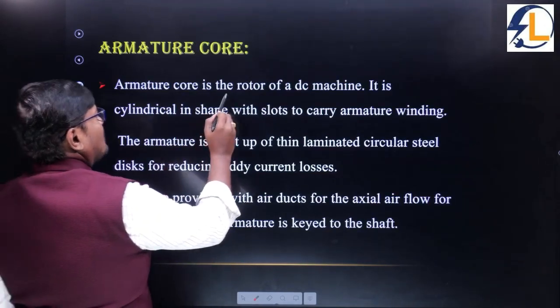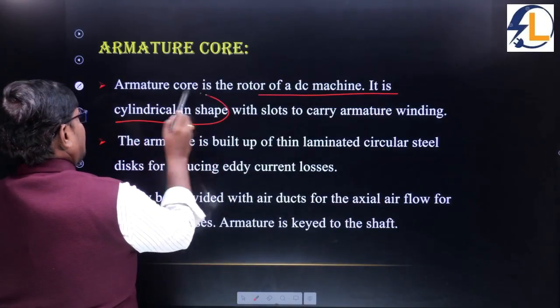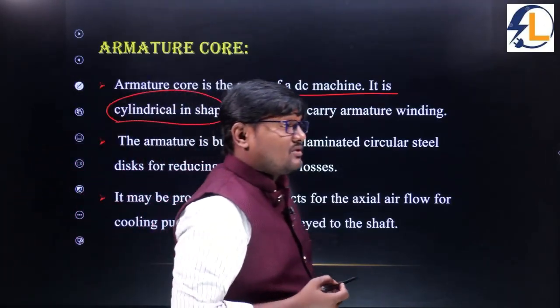So the armature core is the rotor of a DC machine. It is cylindrical in shape. See here, the shape of the armature, you may also ask.